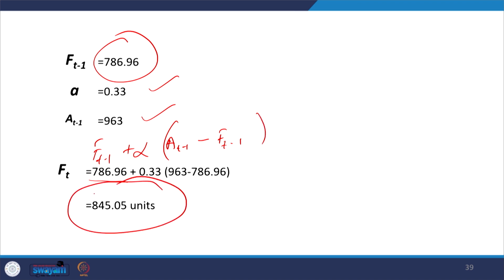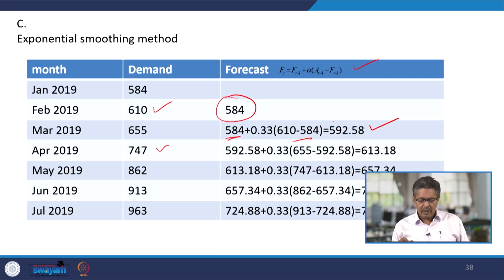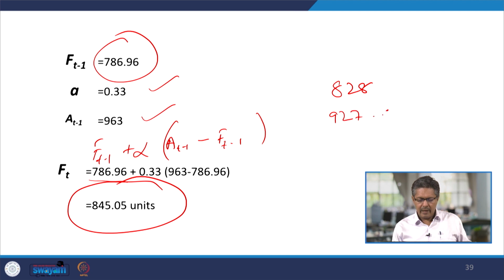So, if you use the simple moving average, what was it? 828. If you used weighted moving average 3 month, it was 927.8. If you used the exponential smoothing, it is giving you 845, right. So, 3 different values are coming. So, now which is the closest to the actual demand, I do not have an idea, but one can always figure out, right, and accordingly they can choose the method they want to adopt. Okay.